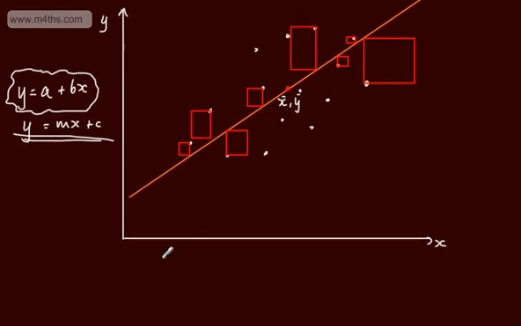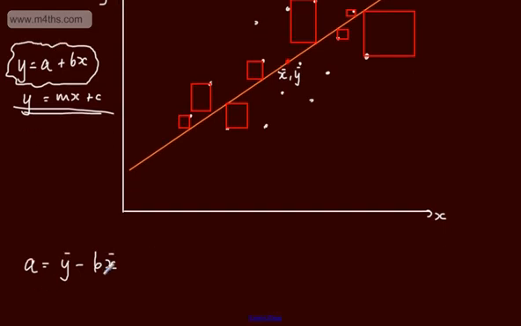What we can say is the following. In this particular case, this is the equation of this line right here. We can say that a is equal to y bar, which is the mean of y, minus b multiplied by x bar, where x bar is the mean of the x values. Okay, let's now look at b. b is going to be Sxy, and this is a quantity we've met before, divided by Sxx, and again this is a quantity we've met before.